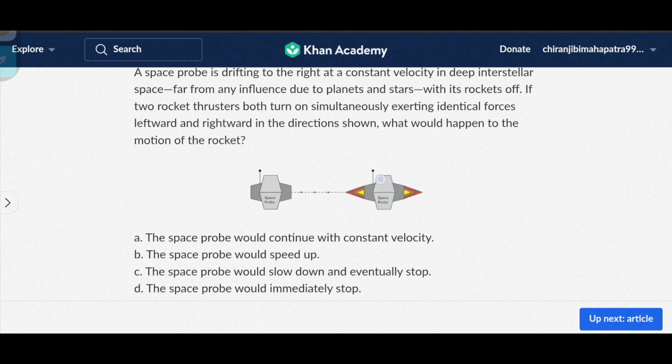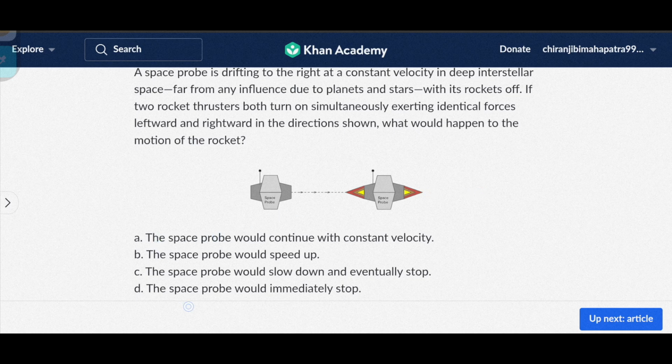So at this point, there will be no net force actually. There will be a force rightward due to the left thruster, and there is a force leftward due to the right thruster. So no net force. What Newton's first law says: a body would continue its state of rest or state of motion with a constant velocity unless it is acted on by an external force. So there is no net external force. The net external force is zero here. So it will continue with constant velocity.